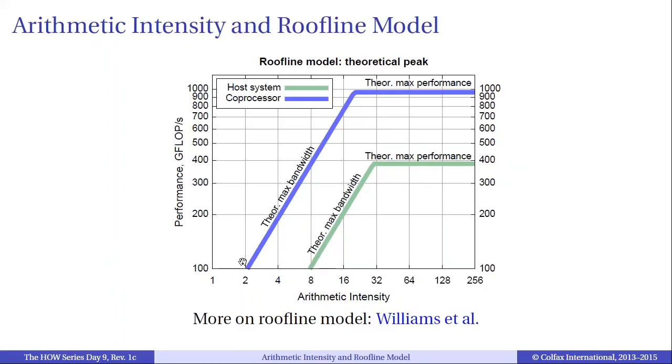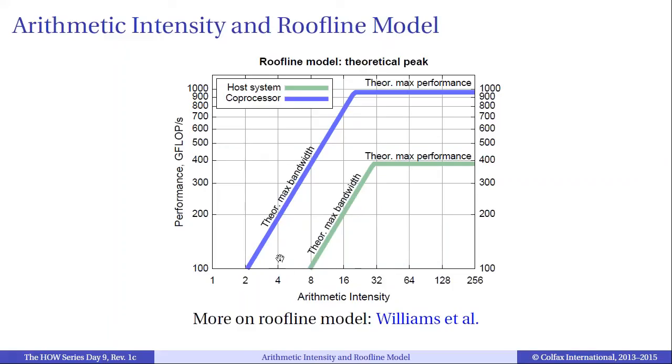So for arithmetic intensity of 1, your performance in gigaflops per second is actually limited by how many gigabytes per second you can move from memory to cores. How is this useful? Well, if you have an application, and for this application, you can estimate how many floating point operations you do for every memory access.